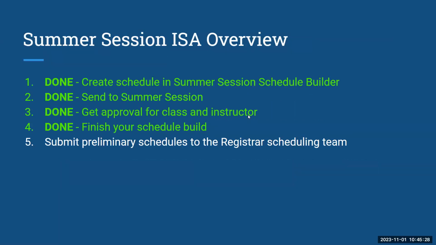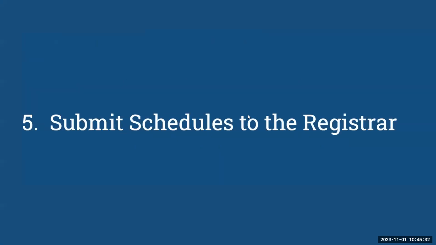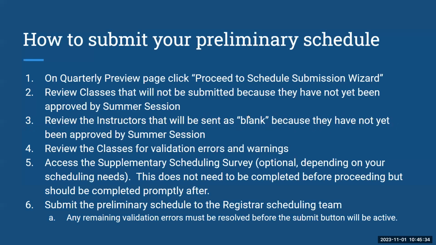All right. So we finished schedule build. We've done all the things. Now it's time to submit to the registrar. On the quarterly preview page, you're going to click on that button. I'll show you what it looks like. And then there are steps to go through. You'll get a list of classes that won't be submitted because they haven't yet been approved by summer session.